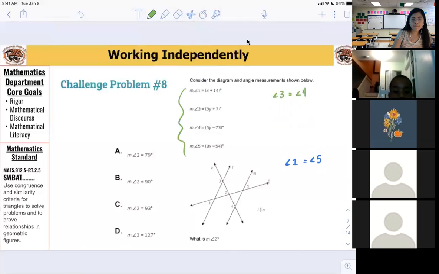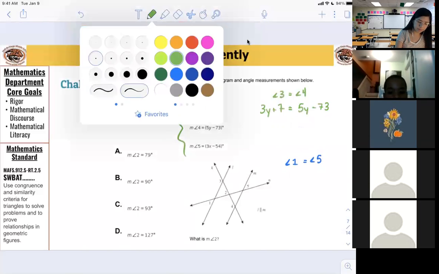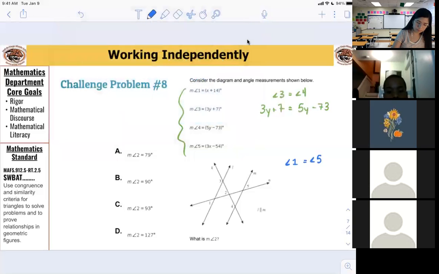Could you do 3y plus 7 equals 5y minus 73? Because we already proved that angles 3 and 4 are congruent. Exactly. What about with angle 1 and angle 5? You could do x plus 14 is equal to 3x minus 54.